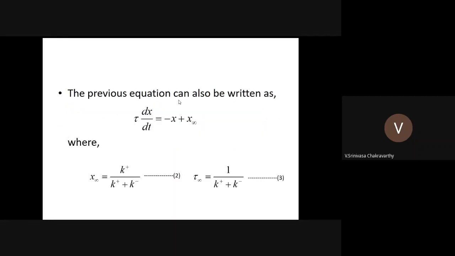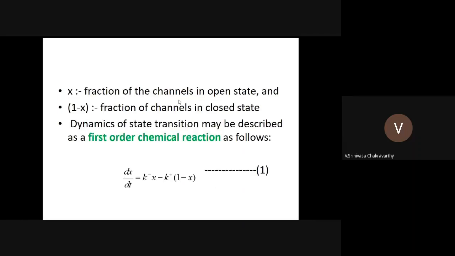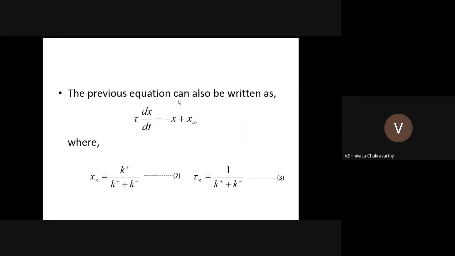The same equation can also be written in a slightly altered form by introducing new parameters, tau and X infinity. Tau is the time constant of the reaction, and X infinity is the steady state value to which this reaction proceeds. Basically you just regroup the terms in this equation, where you define X infinity as K plus divided by K plus plus K minus, and tau is given as 1 divided by K plus plus K minus.